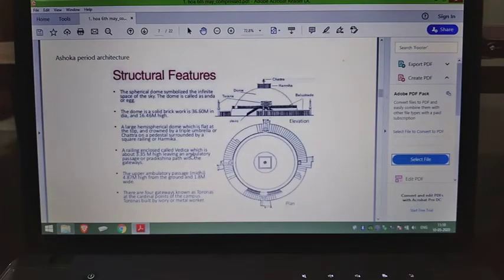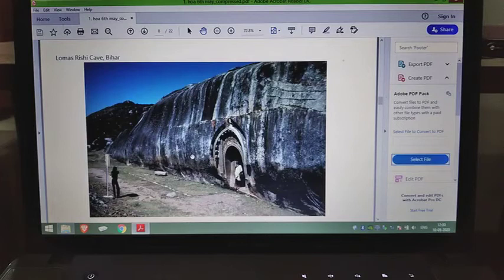So the structural features, I think, just look at the PDF and you will understand what I'm talking about. It is very basic, factual information. No matter what exam you have, if you just write these two, this one page and the basic section and the elevation, I think you should be good enough. And this is Lomas Rishi Cave.